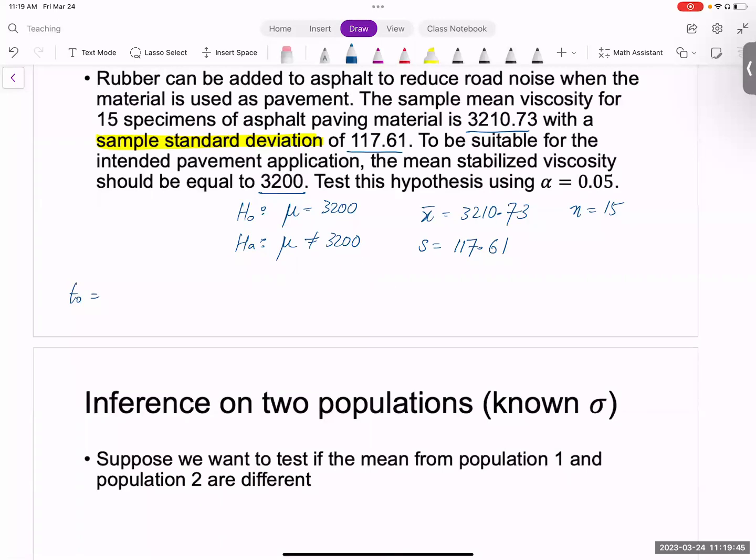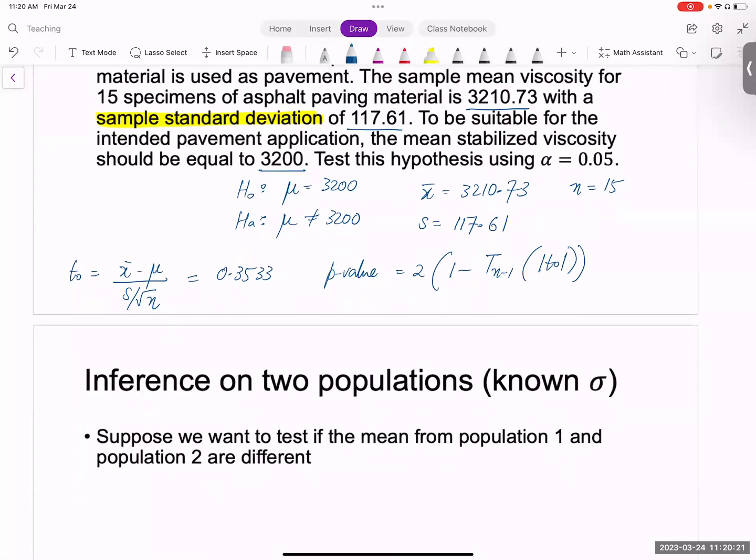T0 is equal to x bar minus mu divided by s over square root of n. And if you plug in all of these numbers, you'll get T0 as 0.3533. And now you can compute your p-value. Since it's a two-sided hypothesis testing, the p-value is 2 times 1 minus uppercase T n minus 1 absolute value of T0. And then we know this uppercase T is basically your TCDF.